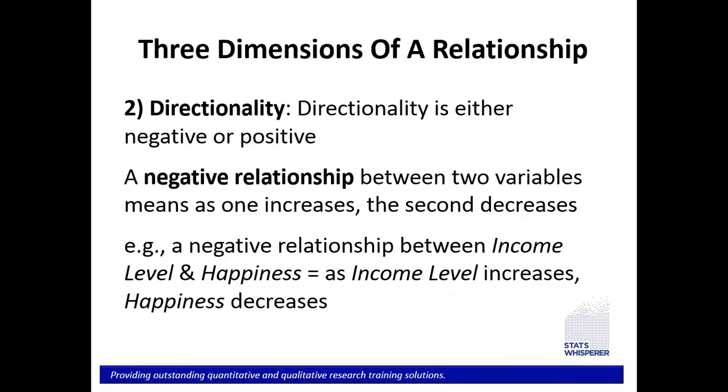A negative relationship is as one variable increases, the other decreases, right? So a negative relationship between income level and happiness means as income level goes up, 200, 300, 400,000, happiness scores actually go down. They'll go from 5 to 4 to 3 to 2 to 1. So they go in opposite directions from each other. That's directionality.